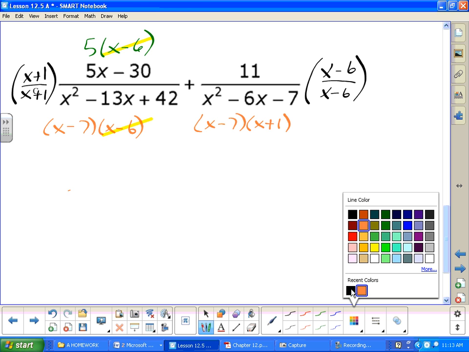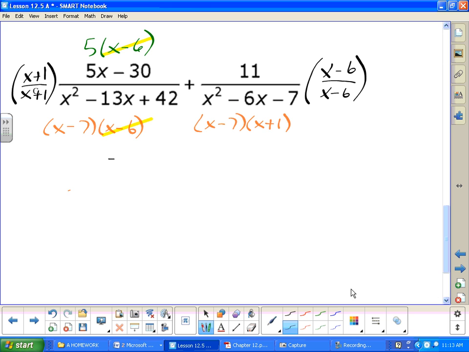We've got 5 in the numerator on the left side, because we have the x minus 6 is gone, and x minus 7 in the denominator. Okay. On the right side, we still have everything there. 11 over x minus 7 and x plus 1. Oh, that makes it much easier, doesn't it? All right. So we need to say thanks, Ruth. Thank you, Ruth.